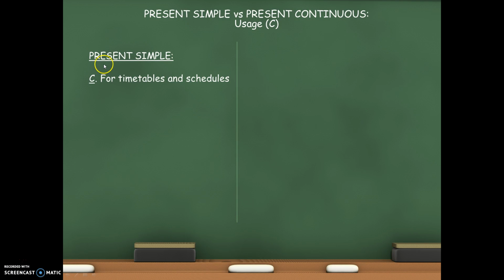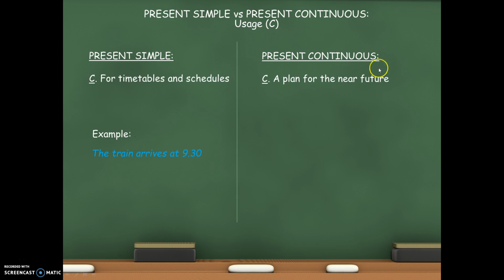Finally, we use the present simple for timetables and schedules. For example, the train arrives at 9:30. And we use the present continuous to refer to a plan for the near future. For example, I'm taking the train tomorrow. We know when it's going to happen.